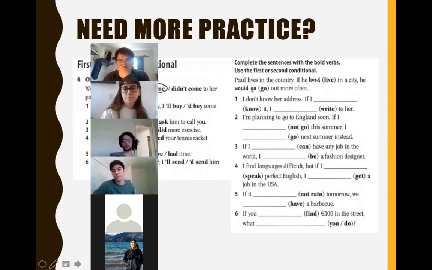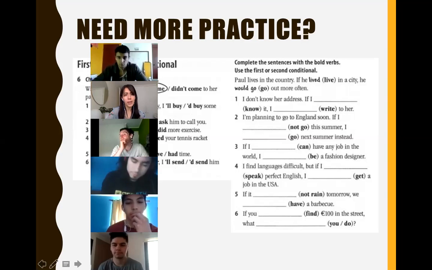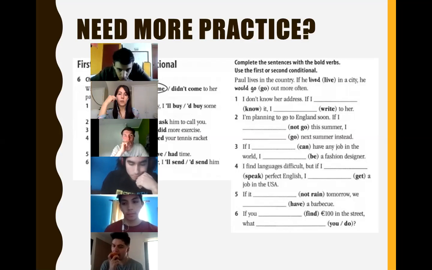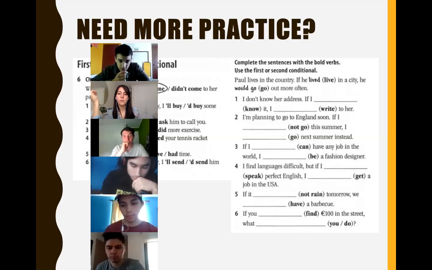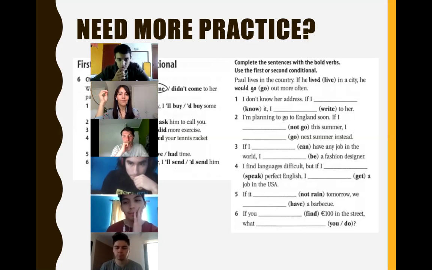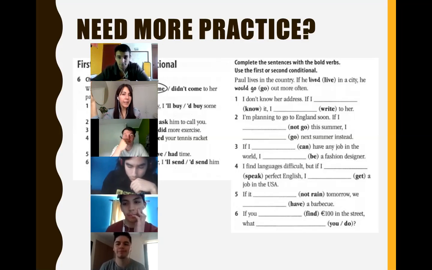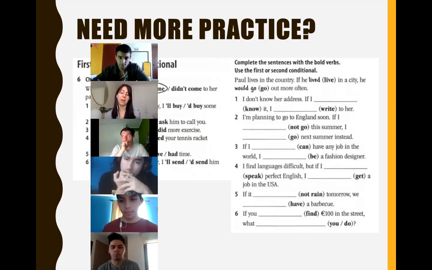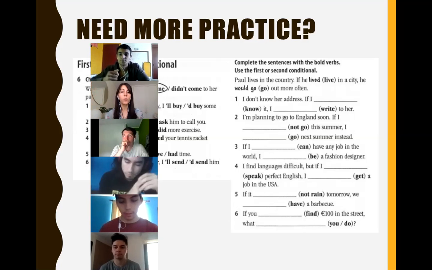And the last one, who would like to do it? Fabian? Yeah, number 6. What do you think? If you found 100 euros in the street, what would you do? Perfect. So this is not very likely. I mean, imagine in Santiago. Finding euros in Santiago, well, not really likely, perhaps pesos. And perhaps 5,000, not 100,000. So if you found 100 euros in the street, what would you do with it?